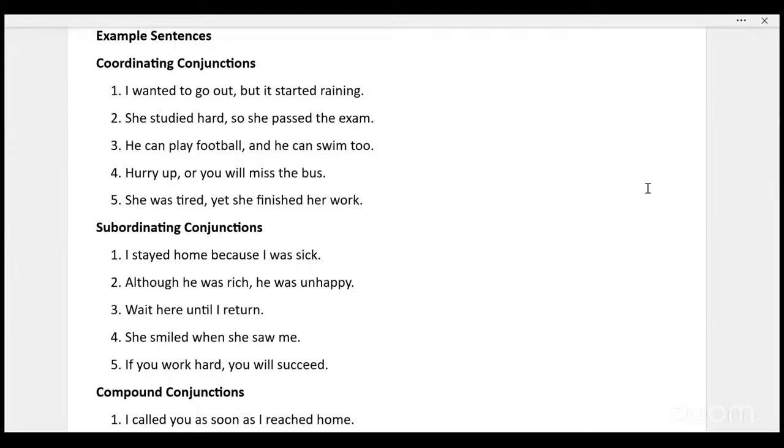So, some coordinating conjunctions. What are the sentences there? Who will read those five sentences? Madam Jyotirmay, you can read. I wanted to go out, but it started raining.